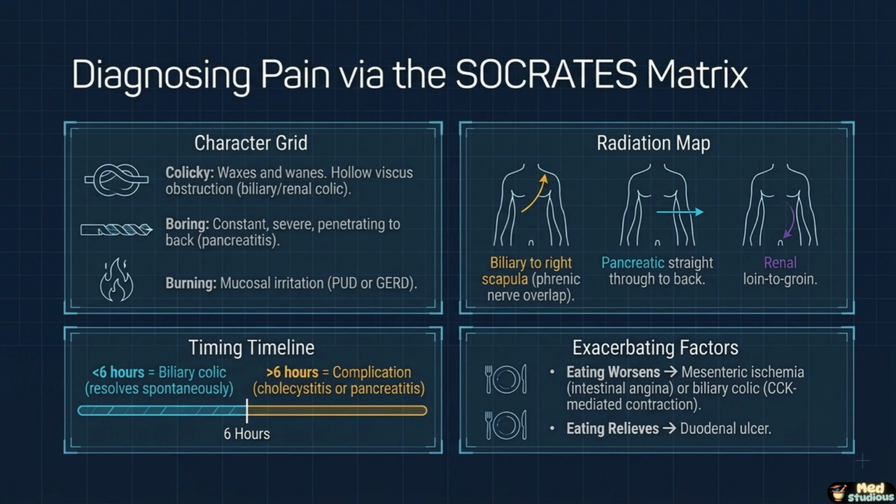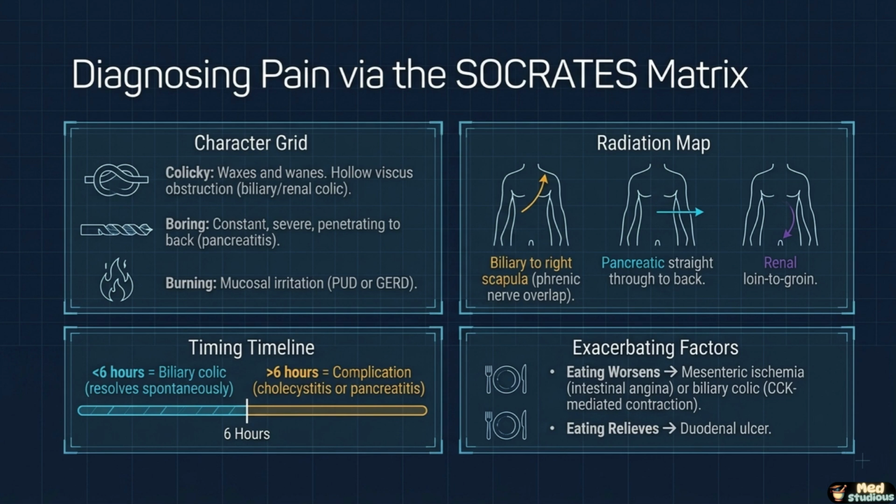SOCRATES, site, onset, character, radiation, associated symptoms, timing, exacerbating and relieving factors, and severity, is the framework every clinician uses to interrogate abdominal pain, and 3 of its components are exam gold. Character alone often gives you the diagnosis. Colicky pain that waxes and wanes signals a hollow viscus trying to push contents past an obstruction. Think biliary colic or renal colic. Constant, severe, boring pain that drills straight through to the back is the signature of pancreatitis. Burning epigastric pain points to mucosal irritation from peptic ulcer disease or GERD.